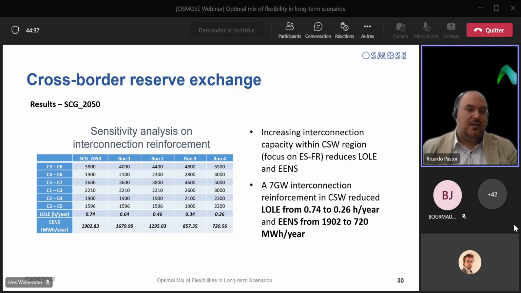load expectation, again from 0.74 hours per year to 0.26 hours per year, reducing it by 65%, and the expected energy not supplied from 1.9 gigawatt hours per year to 720 megawatt hours per year, with a reduction of 62%. Move forward, please.